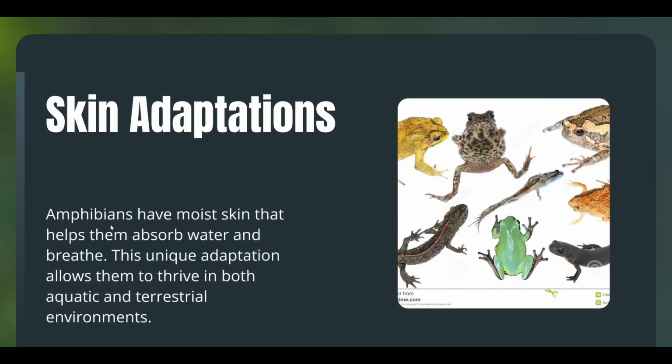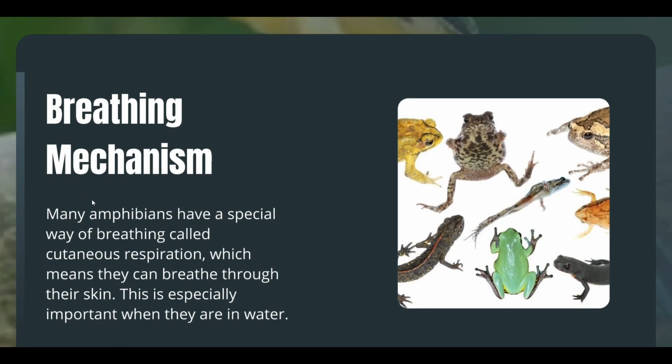Then skin adaptations. Amphibians have moist skin that helps them absorb water and breathe. This unique adaptation allows them to thrive in both aquatic and terrestrial environments. Breathing mechanism. Many amphibians have a special way of breathing called cutaneous respiration, which means they can breathe through their skin. The name of the respiration is not mentioned in the textbook, but it will be information for us. Cutaneous respiration is the term used to describe their respiration.